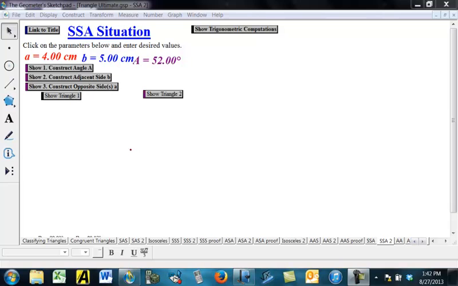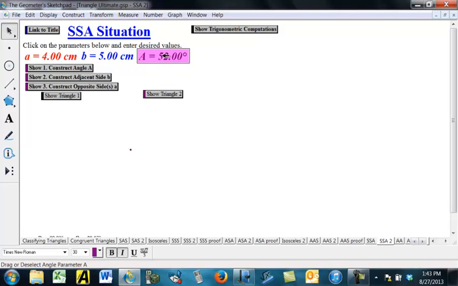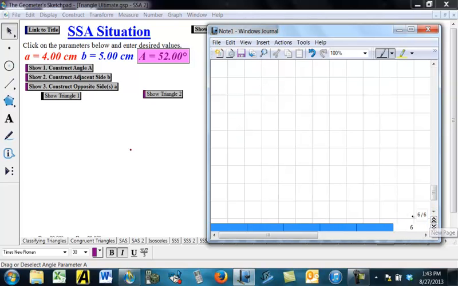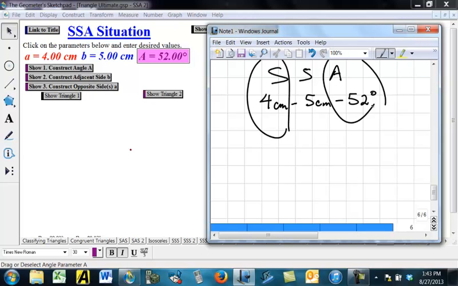So let's look at this example here where we have a side of length 4, a side of length 5, and an angle of 52 degrees. Okay, so this is an SSA situation. So this would be written as a 4 centimeter, 5 centimeter, 52 degree triangle. Notice that this side and this angle right here must be opposite.